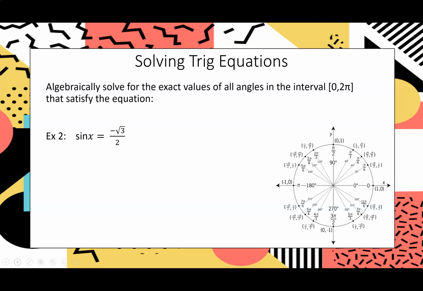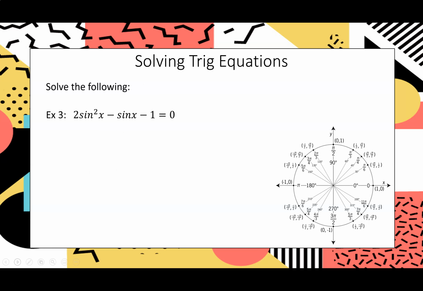Okay, let's check out this one. Here we've got sine of x equals negative root 3 over 2. And in this particular problem, I'm looking for the second coordinate being a negative root 3 over 2. So where do I find that? I find a negative root 3 over 2 right here, and I find a negative root 3 over 2 right here. So it looks like to me that those two answers are 4 pi over 3 and 5 pi over 3. So we've got an answer of x equals 4 pi over 3 and 5 pi over 3. Are those in the interval? Of course they are.